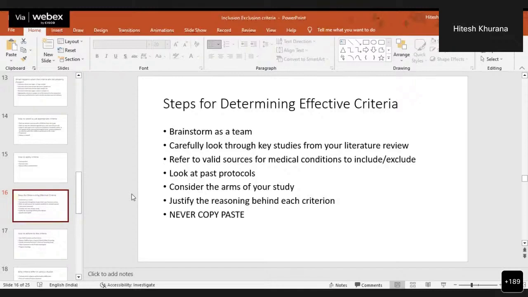What you have to do: never copy and paste. Criteria are available. You can always think about them, and if you feel like using a particular criteria, again, you have to have your own reason. But at the same time, always make a citation, stating that this particular criteria we have taken from this particular study.